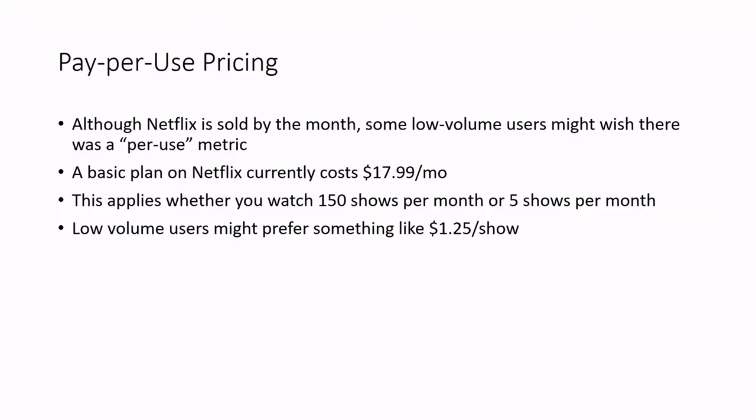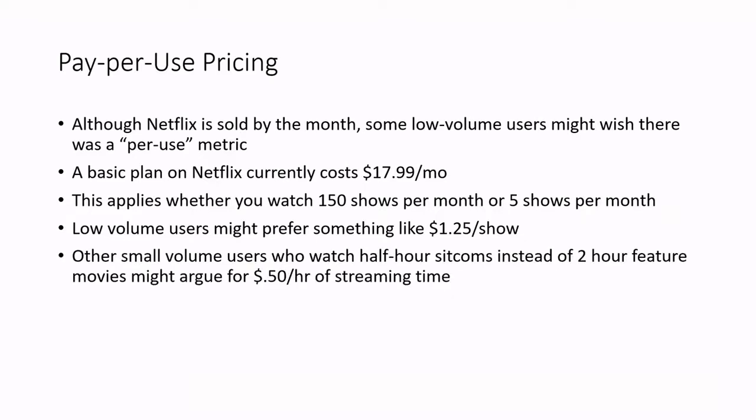Now, looking at this further, other small volume users who watch half-hour sitcoms on Netflix instead of 2-hour feature movies might argue for a 50 cents per hour streaming time. Because if they watched 5 shows that were half-hour sitcoms, that would end up being something like $1.50 per month instead of the $17.99 per month for the one-size-fits-all subscription service.